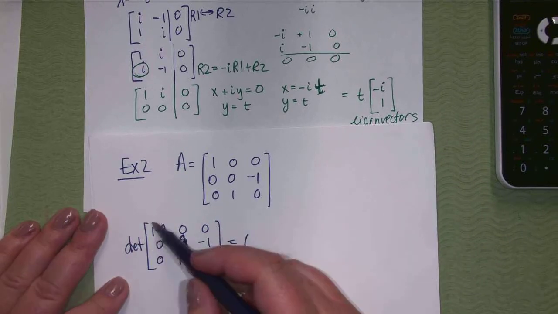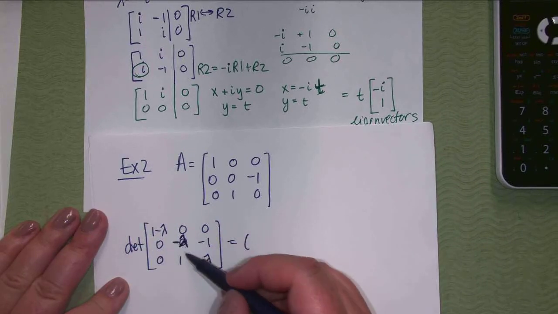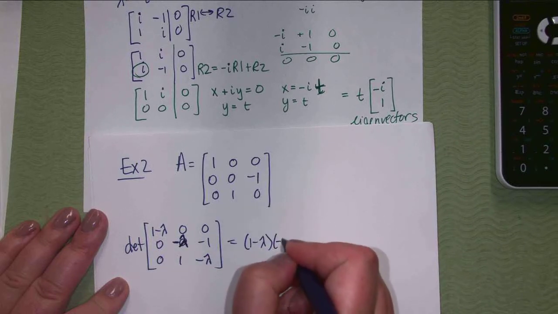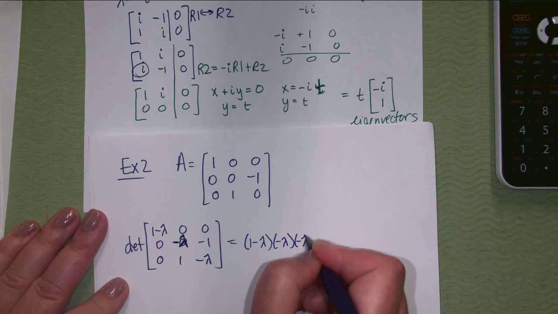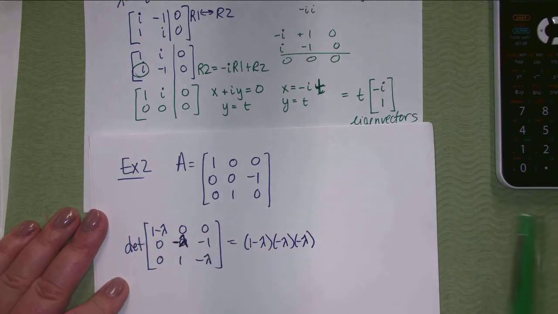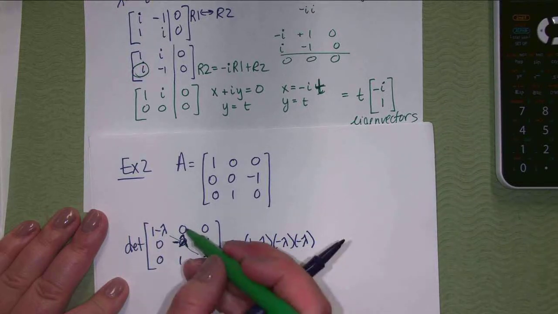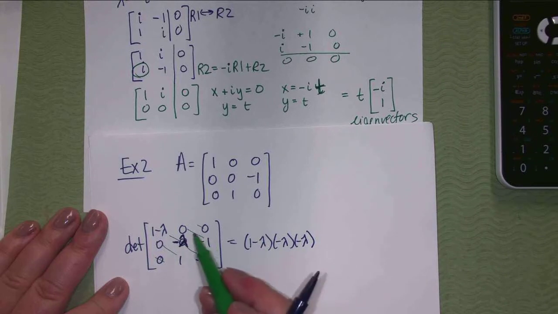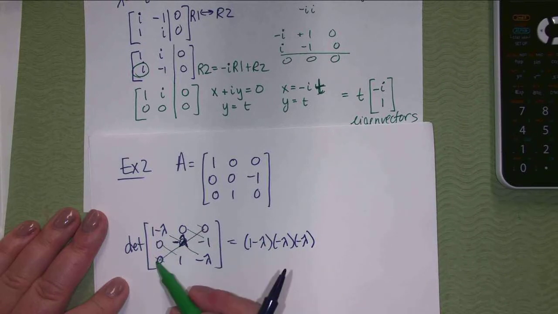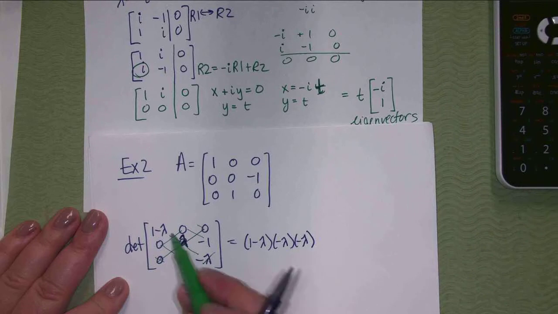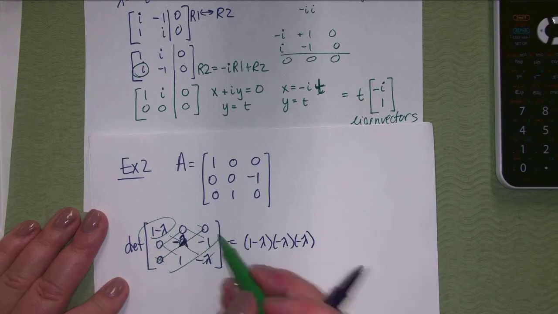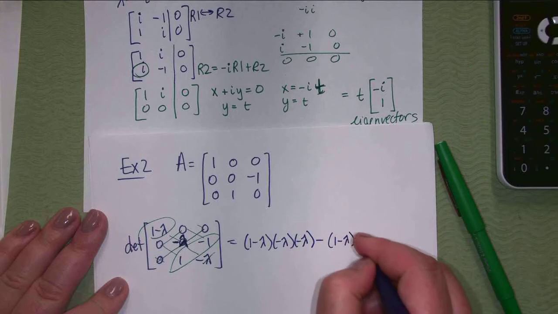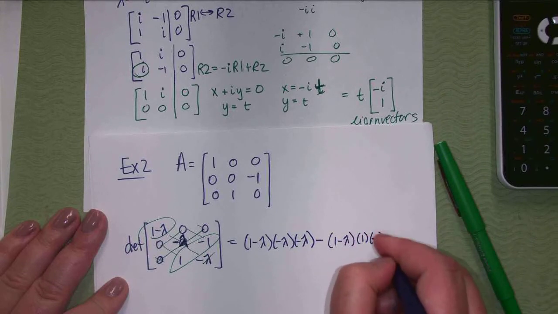So it's a 3 by 3. I'll do it the diagonal way. So 1 minus lambda, minus lambda, minus lambda. That's here. Then that one would be 0 and this one would be 0. Backwards, 0, 0, and not 0. So minus 1 minus lambda, 1, and minus 1. All right.